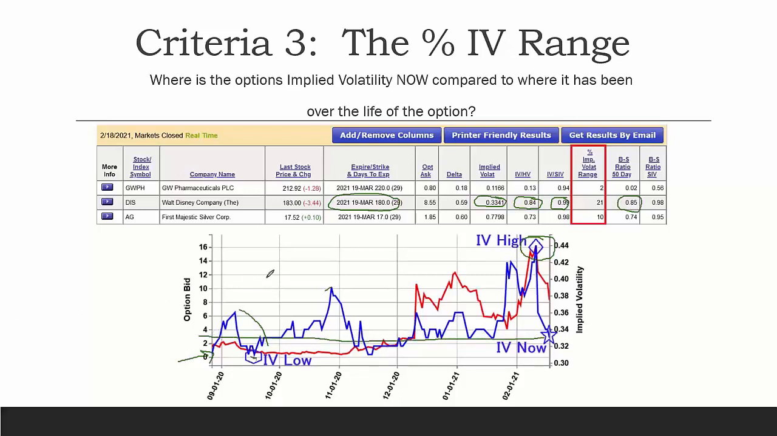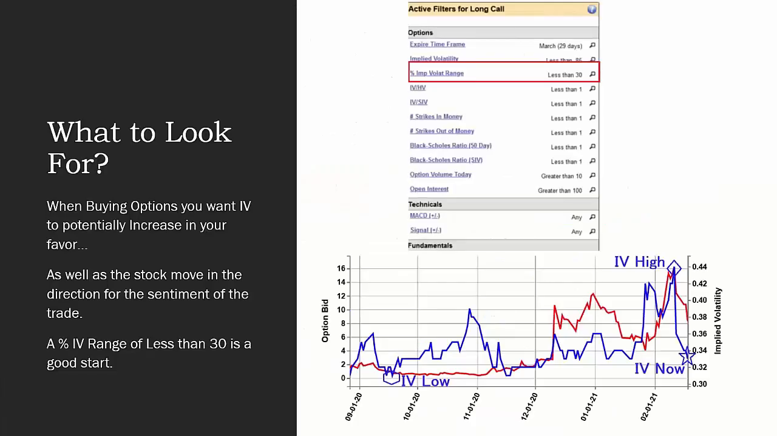So you see that it's near that lower range of where it has been over the life of the option. The percent IV range is only at 21%, from where its lowest point was at about 0.319 to 0.44, we're at 0.3341. IV range of 21%. So that's just another way to gauge an undervalued option, is looking for options that are near the lower end of their implied volatility. Why is that important?